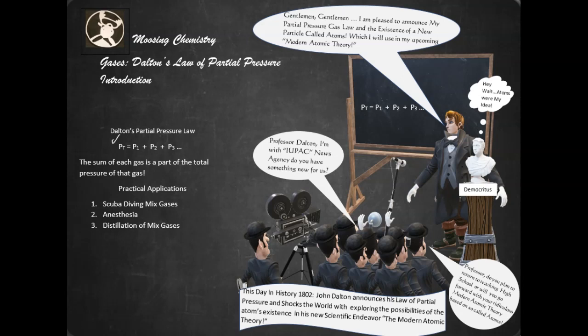He said that the total pressure is equal to the partial pressures of each individual gas within that gas sample. So in other words, total pressure equals P1 plus P2 plus P3, etc., for any additional gases. So in essence, what we're saying is the sum of each gas is a part of the total pressure of that gas.